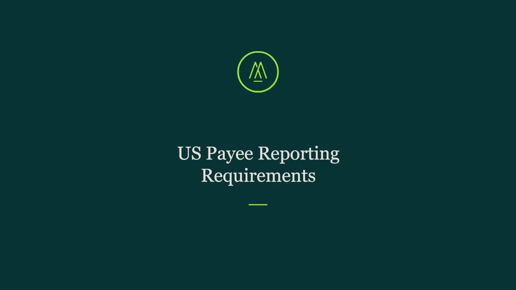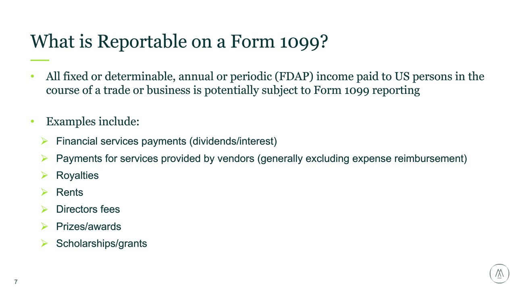Thanks, Erin. We're going to talk about, as Erin mentioned, something pretty much everybody in a trade or business is going to have: 1099 reporting. So what exactly is reportable on a Form 1099? This is your most basic, most common information reporting type. It seems deceptively simple sometimes, but ultimately there are so many different variations of what has to be reported in the types of Forms 1099 that you would use.